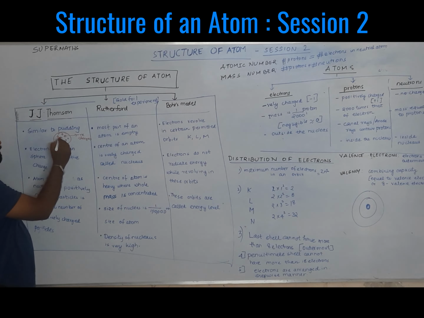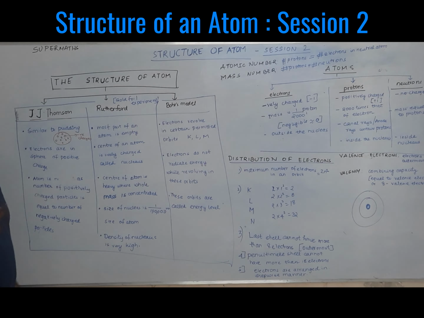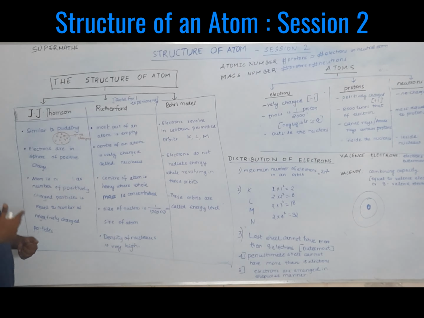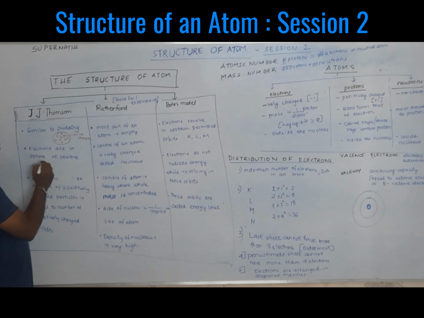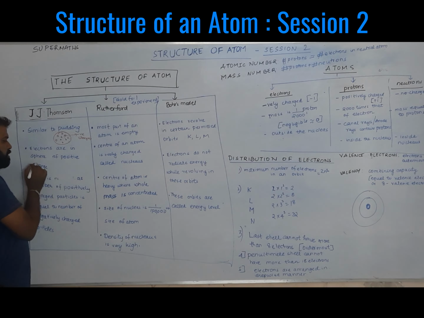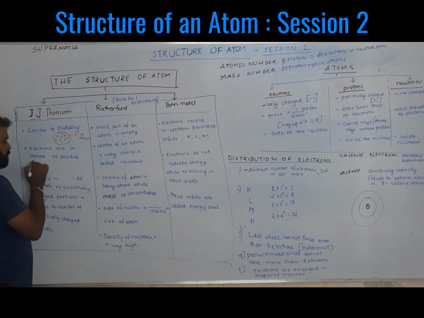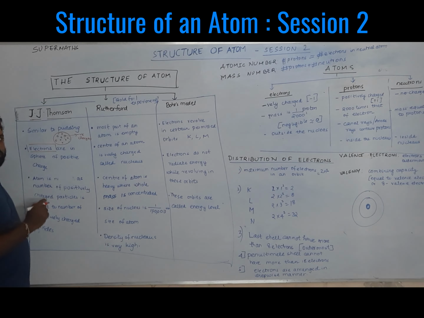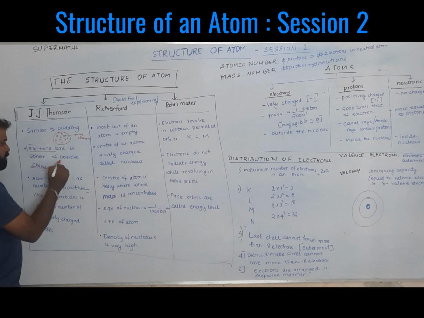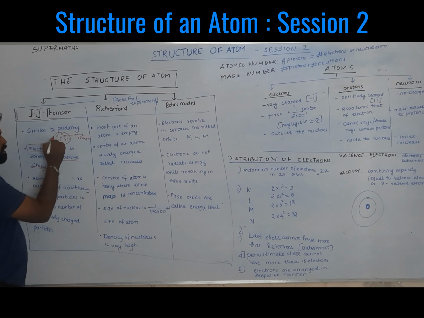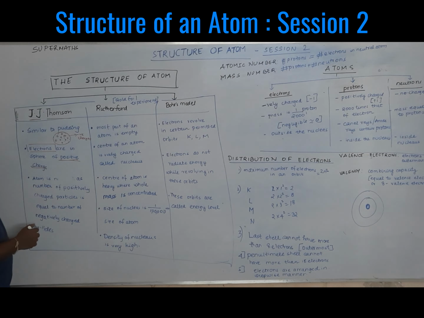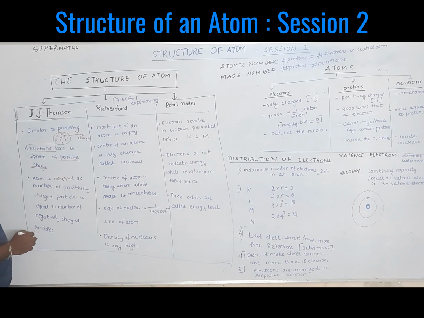The rest happens to be a positive charge. These negative charges are called electrons, and these electrons are in a sphere of positive charge. So the atom is neutral, as the number of positively charged particles is equal to the number of negatively charged particles.